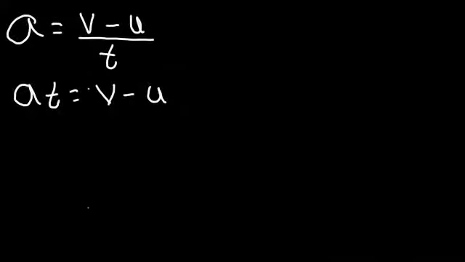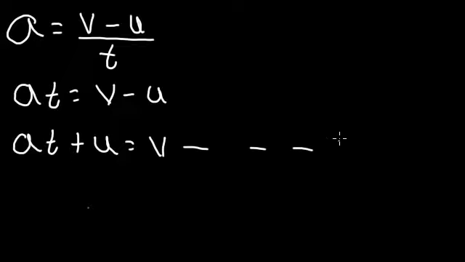Now what we'd like to do at this point is to solve for v, and to do that we can add u to both sides. So therefore we have at plus u equals v, and this equation is the first equation you have to be familiar with while dealing with problems involving linear acceleration.